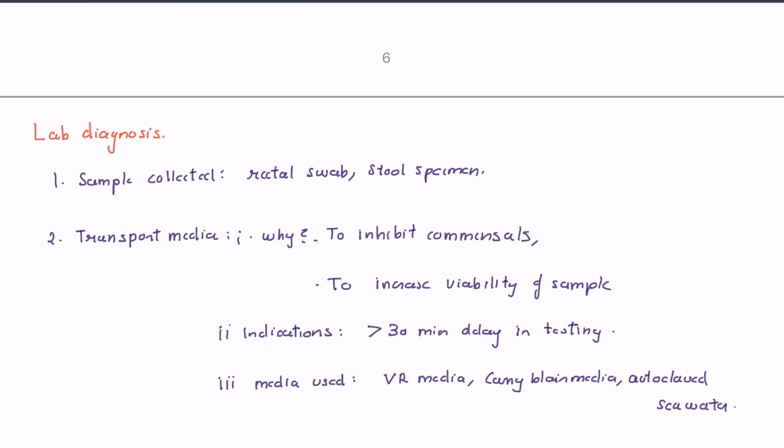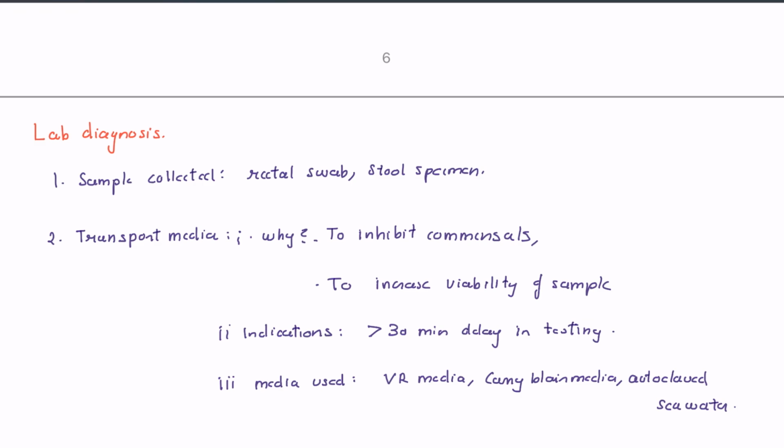Okay, now we will see about lab diagnosis. So what samples will we collect? First we can collect the rectal swab, we can collect the stool specimen. Now if it is going to take more than 30 minutes, we need to prolong the viability of the specimen, because Vibrio cholerae, since it is a gram negative aerobe, is very susceptible to desiccation. So we need a transport media, and also to inhibit commensals.